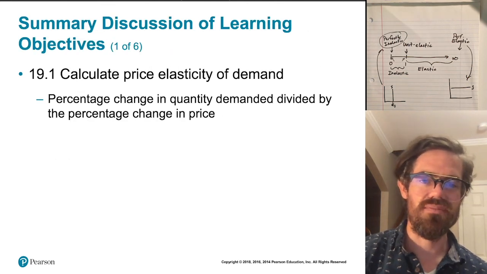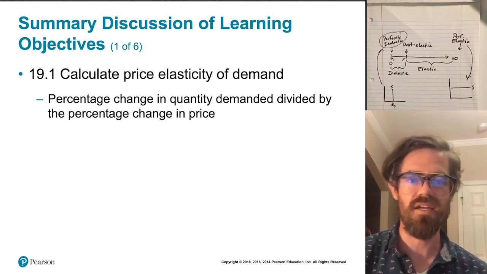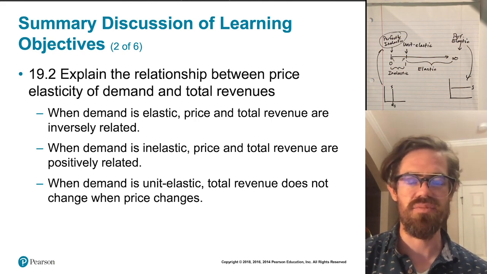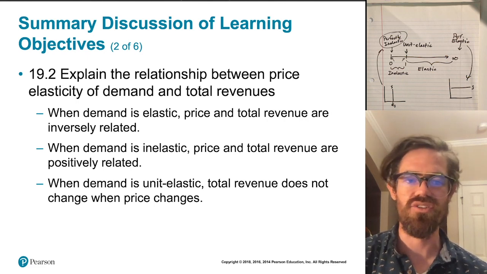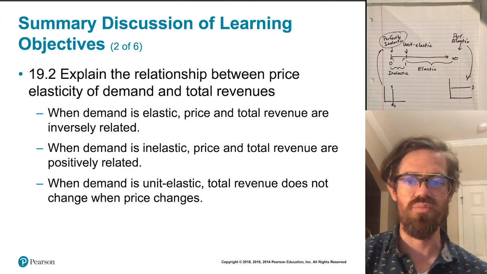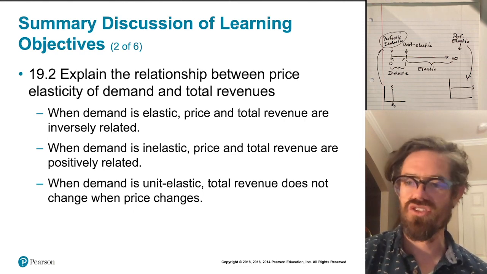Okay, so just to recap everything we talked about in this chapter, we learned how to calculate price elasticity of demand, which of course is the percent change in quantity demanded divided by the percent change in price. We then looked at the relationship between price elasticity of demand and total revenues for a firm, and saw that when demand is elastic and people are responsive to price changes, price and total revenue move in opposite directions. When demand is inelastic and consumers are not very responsive to price changes, price and total revenue move in the same direction. And when demand is unit elastic, total revenue doesn't change given a price change.